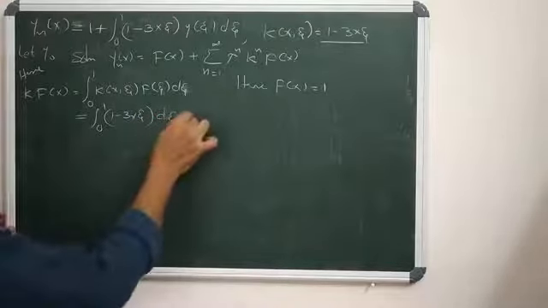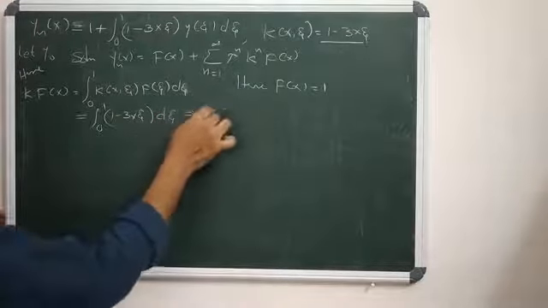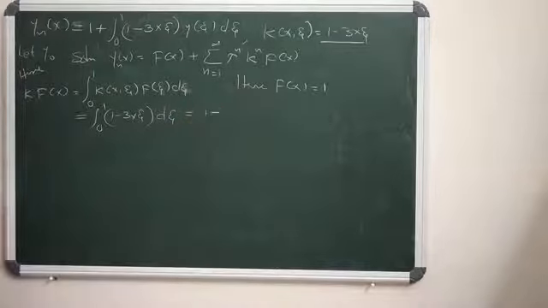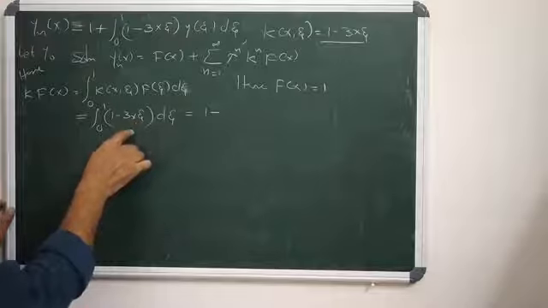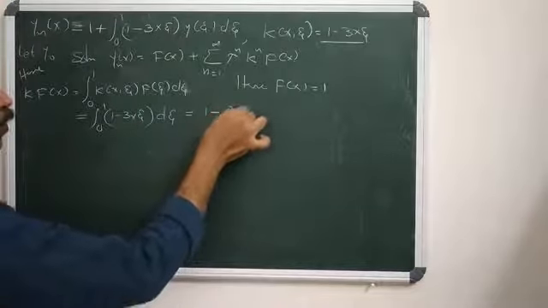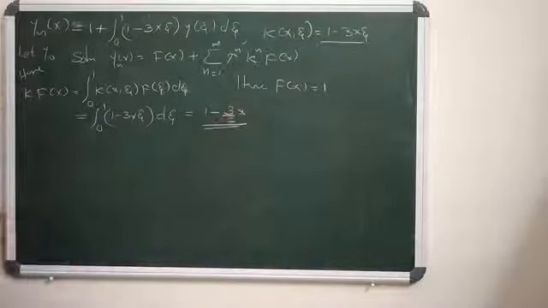Okay, so the integral of 1 d theta is theta. Applying the upper and lower limits, it is 1 minus 3x theta square by 2, so it is 3 by 2x. That gives 1 minus 3 by 2x.